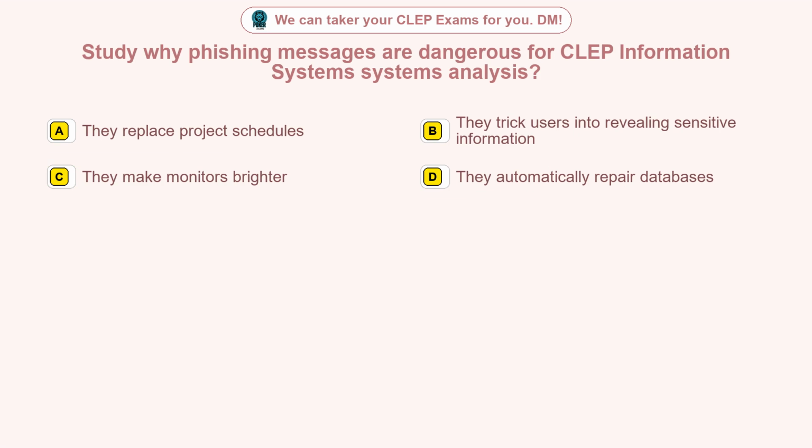Question 45. Study why phishing messages are dangerous for CLEP Information Systems analysis. Option A. They replace project schedules. Option B. They trick users into revealing sensitive information. Option C. They make monitors brighter. Option D. They automatically repair databases. The correct answer is option B. They trick users into revealing sensitive information.